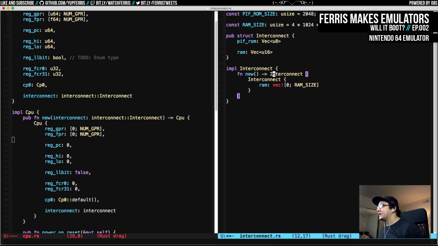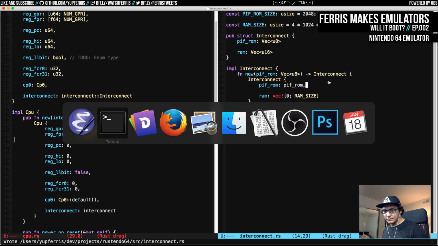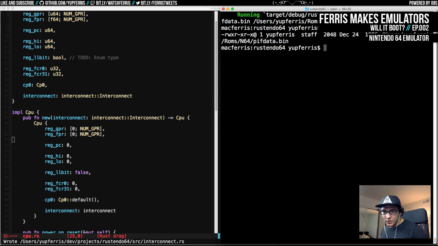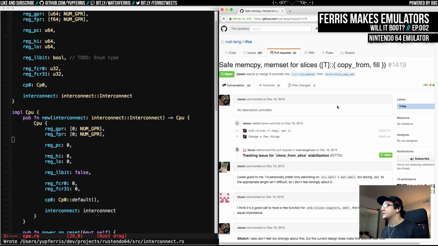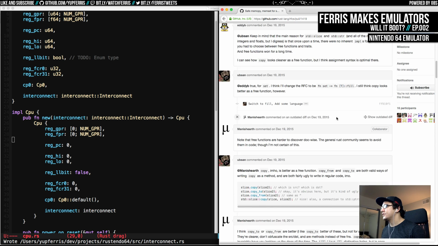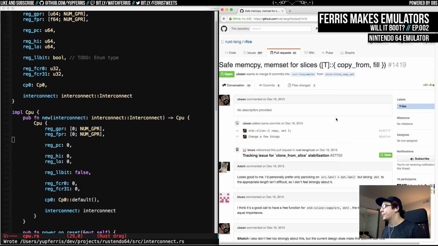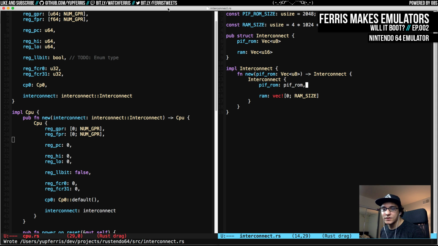Yeah, so this will take in the PIF ROM. PIF ROM is going to be a vec of U8. I'm not taking references here because we're going to transfer ownership. And so then the PIF ROM is PIF ROM. Uwe00 posted that RFC. So here it is, if you want to see it. Also, I'll put all these links in the YouTube video description so we don't lose these forever.